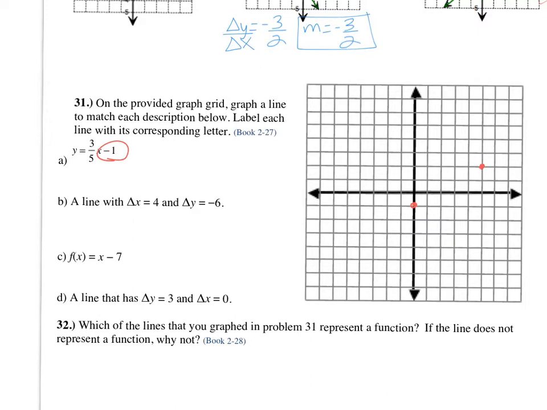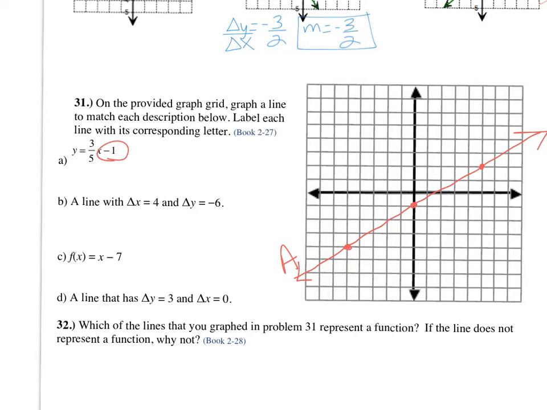You only need 2 points to draw any line, but I like to continue my points for the whole graph. So I'm going to now go down 3 from -1 and go over 5 to the left. So I have a point over here. And that's all that I have room for. So I'm going to try to draw a nice straight line through my points. And I'm going to label this A.